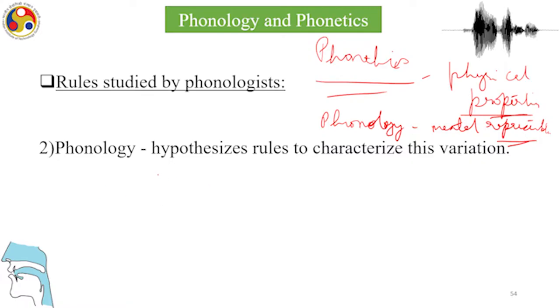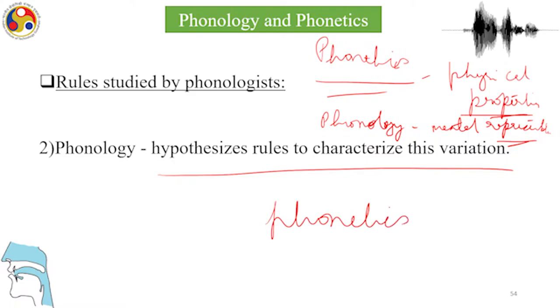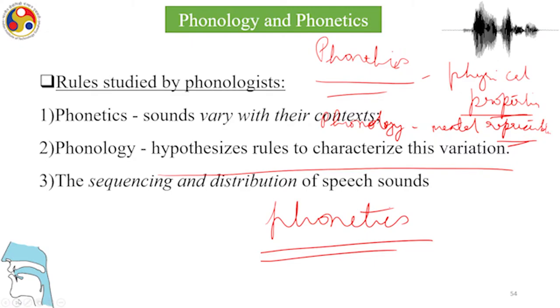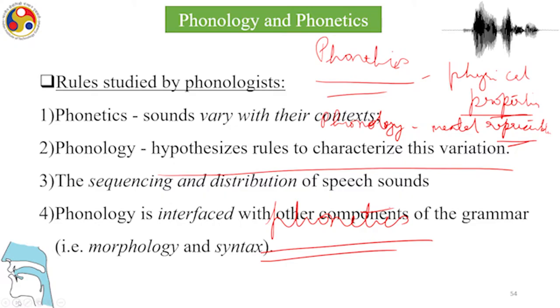Hence, when talking about phonology, we will hypothesize rules for the way we see sounds occurring in phonetics, because when we're producing sounds, it's often the case that one sound will be different from the other. But phonologists will say that regardless of the fact that they're different when produced, in the mental representation they can be the same sound. So phonetic sounds vary with the context, and phonology hypothesizes rules to characterize this variation. The sequencing and distribution of speech sounds is important in phonology. And phonology also interfaces with the other grammatical components, morphology, syntax, etc.